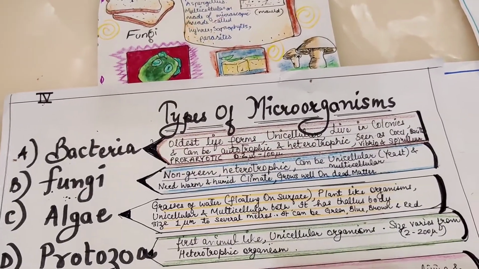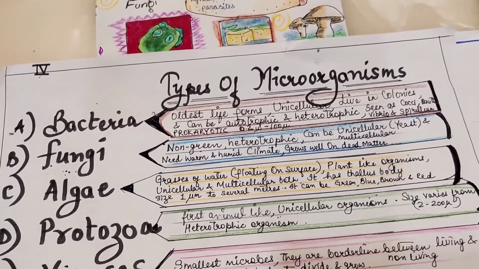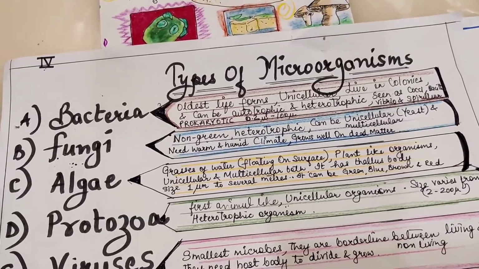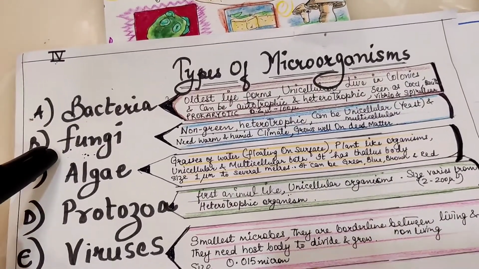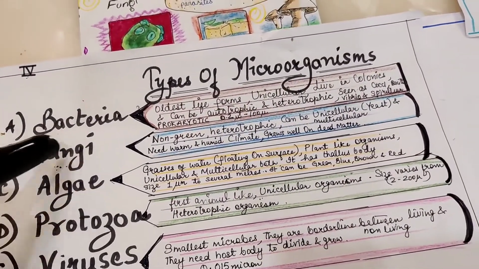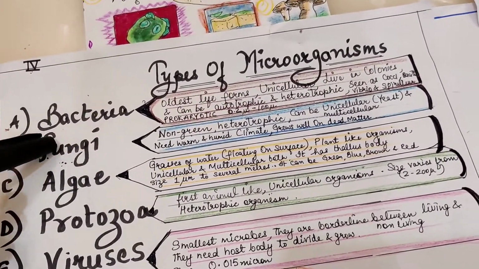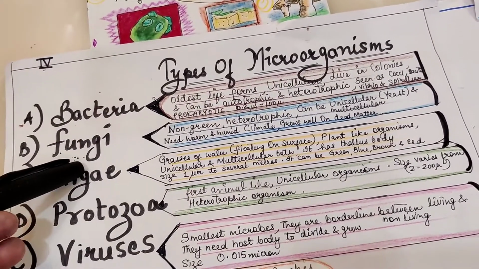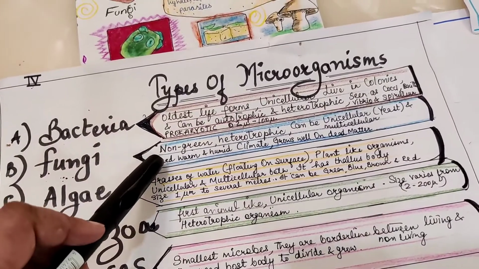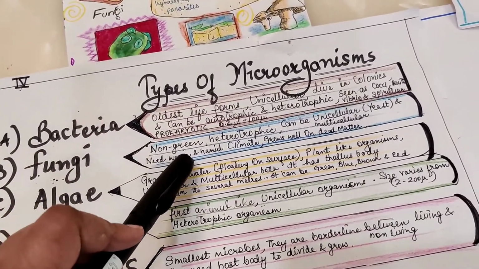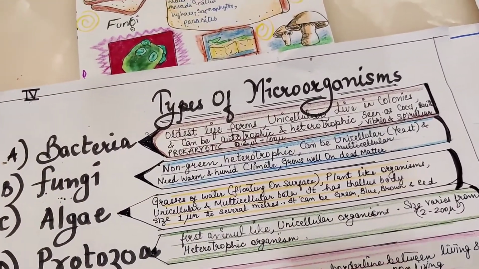Hello class, today we are going to take up the next section of microorganisms, and that is the fungi. Again, what basically are the fungi? They have a cell wall also, but they behave animal-like. So they are basically non-green heterotrophic organisms.